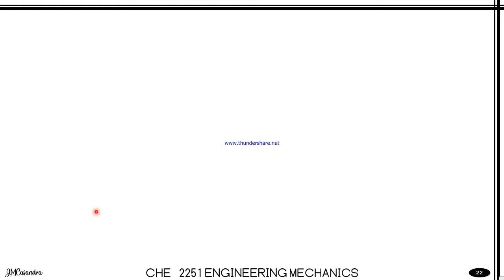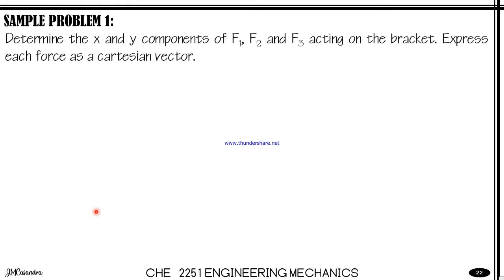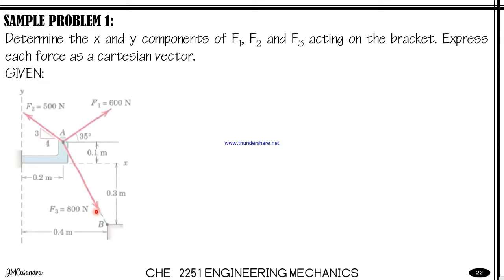To further understand our discussion, let's solve some sample problems. So we have problem number 1. Determine the x and y components of F sub 1, F sub 2, and F sub 3 acting on the bracket in the given illustration. Express each force as a Cartesian vector.